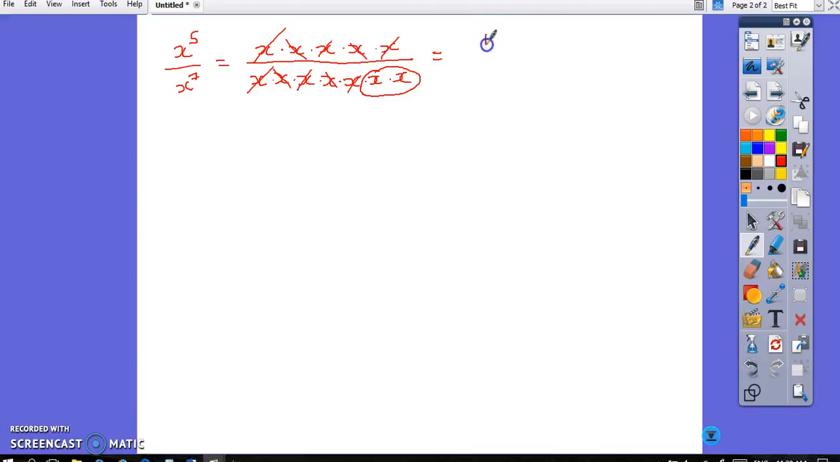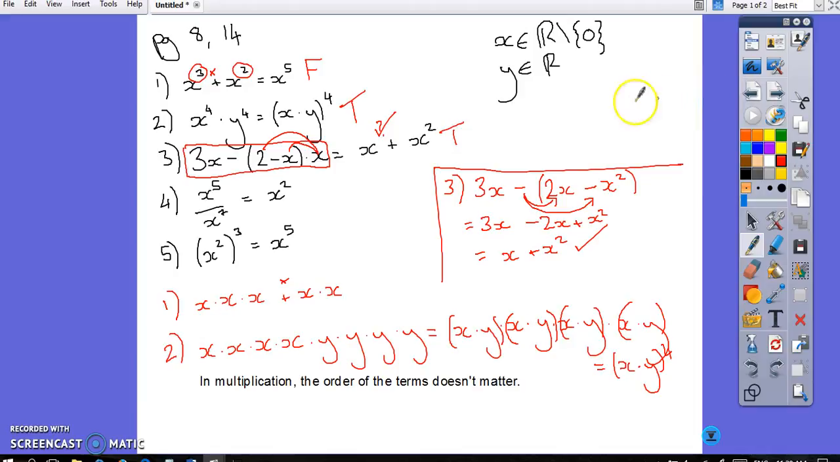So on the top I'm left with 1, on the bottom I'm left with x squared, and of course, as we're familiar now with from class, this can be written as x to the power of negative 2. So let's see if that's the answer that the question gave us. This one was missing its minus, so this one is false.